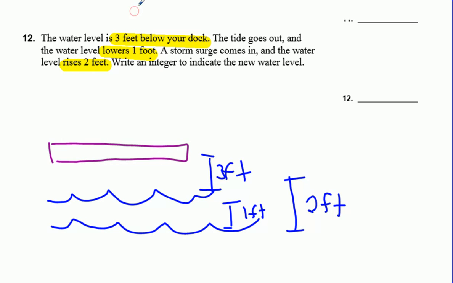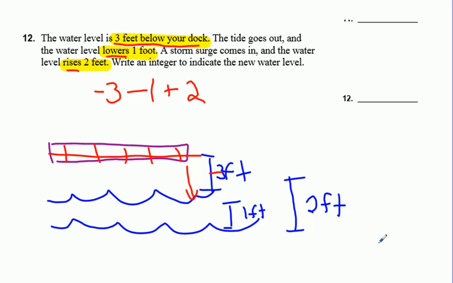It seems like we're going to do some 3 feet below your dock. So I'm going to start with that. What number is that? If it is 3 feet below my dock, here's my dock. And it's 3 feet below it. That means it's -3 feet. So I'm starting with -3. Then the tide goes out and the water level lowers 1 foot. Lowers means goes down, right? So we can write -1. A storm surge comes in and the water level rises, means goes up 2 feet. So going up means I can add 2 feet.